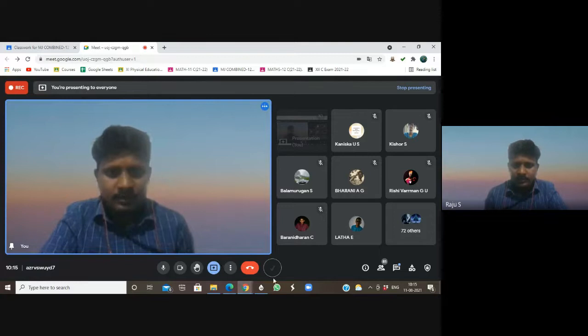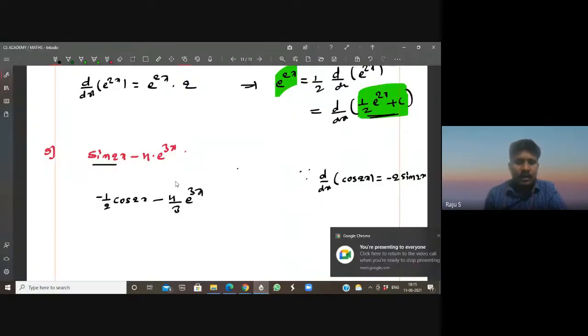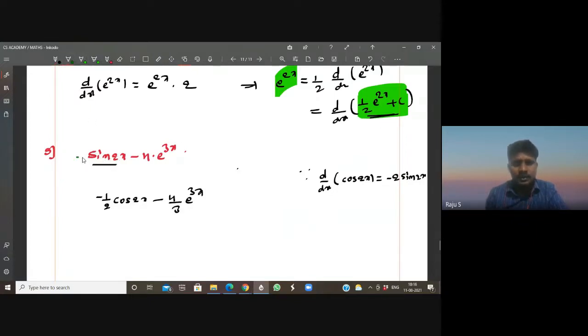Look at it, sorry for the inconvenience. It actually is sine 2x. For what function will give sine 2x? We know that cos 2x. But here you have to observe that here it is plus, here minus is there. So when will you get that plus? Cos 2x is minus 2 sine 2x. But here plus is there, to get plus you should take minus.